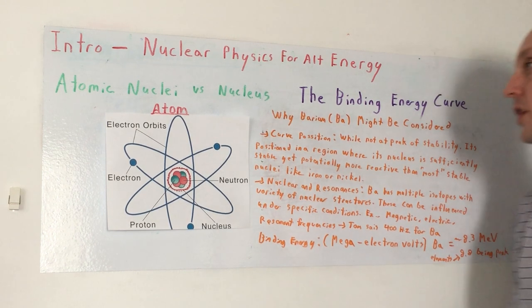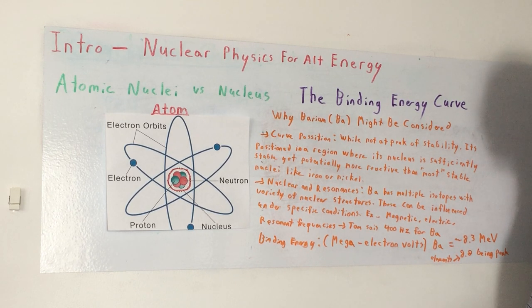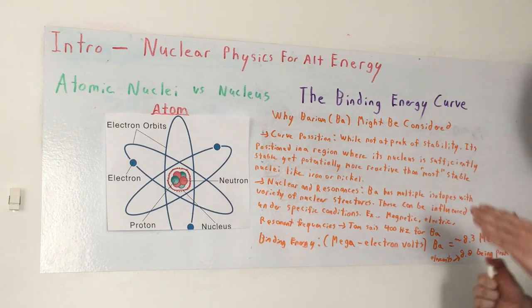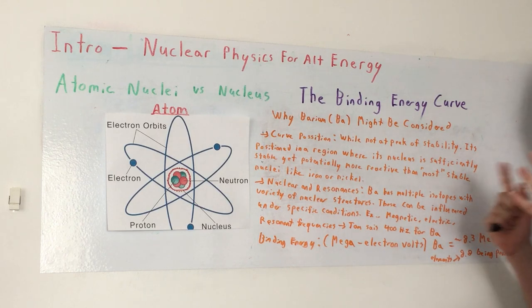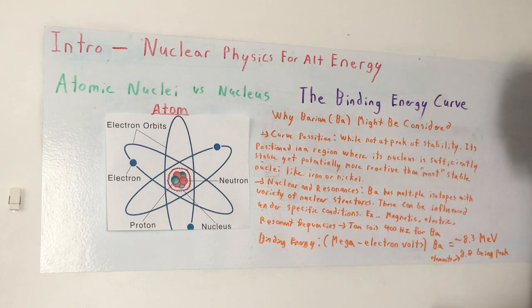All right, folks, so moving on here. The big question: why barium, folks? Why might it be considered? Why did Bedini consider it in his projects? Why was it such a point of interest for Tom Bearden and Floyd and the likes? So let's start with the curve position we were talking about. While it's not exactly at the peak of the curve for stability, it's positioned in a region where its nucleus is sufficiently stable, yet potentially more reactive than most stable nuclei, like iron or nickel, which is very close by on the scale here.